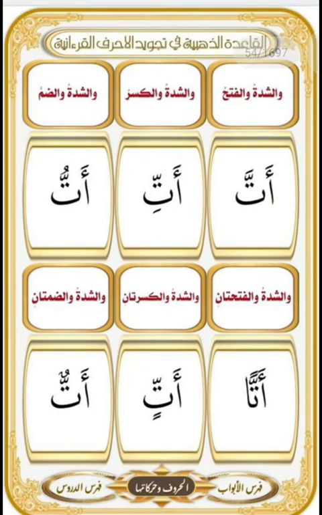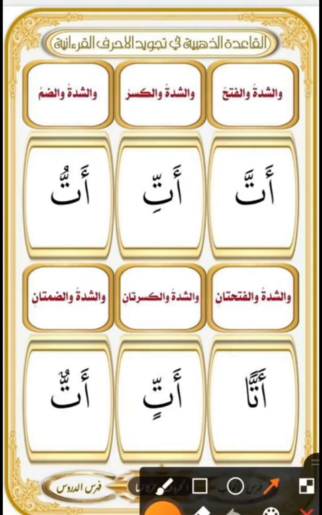والشدة والفتح التّ، والشدة والكسر التّي، والشدة والضم التّو. Here we have the letter ta with shadda and the vowel فتحة, and here the letter ta with shadda and the vowel kasra, and here the letter ta with shadda and the vowel dhamma.